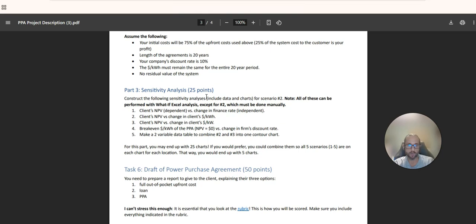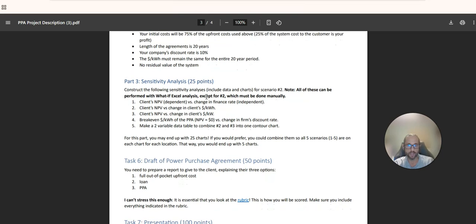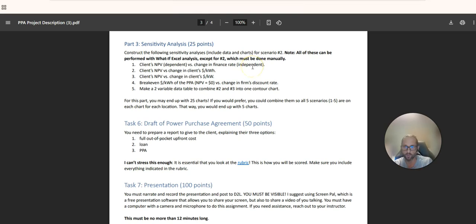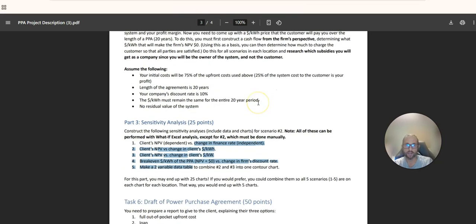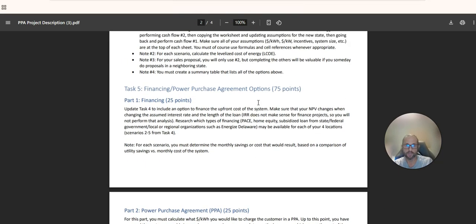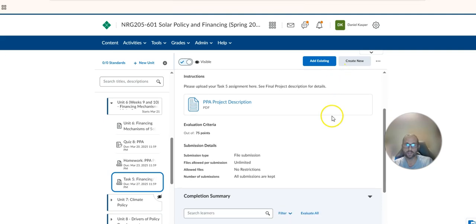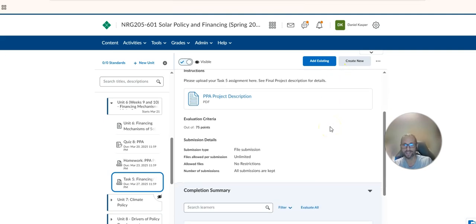Then you're going to perform sensitivity analysis, but just on number 2, which is the actual location of your own place. So you're going to do all of these different sensitivity analyses. So that is task 5. It's long, so don't put that off. That's the next 2 weeks of your life, at least in this class.